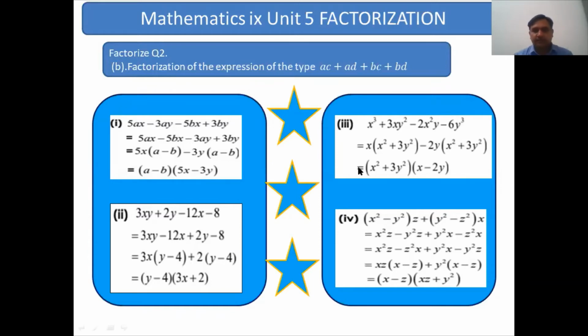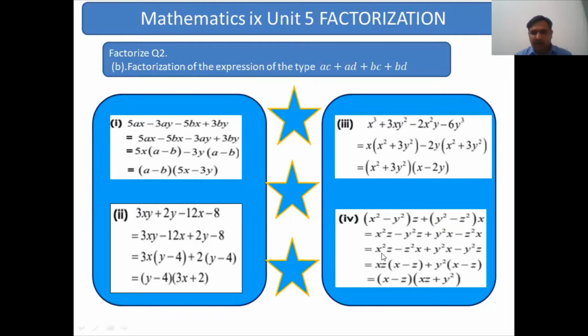Part 4, x square minus y square times z plus y square minus z square times x. Since here is x square minus y square and here y square minus z square, there is nothing common between these two terms. So we have to multiply z here and x here. After multiplying, we have x square z minus y square z, and here we have y square x minus z square x. Now we have to shuffle these values in such a way that we have something common between the first two terms and last two terms.